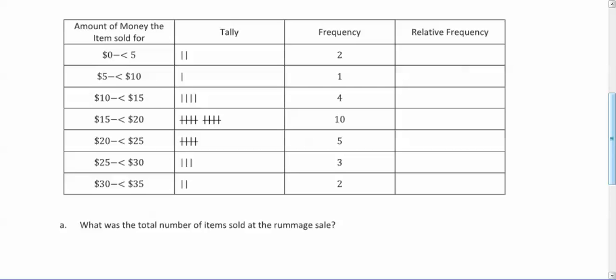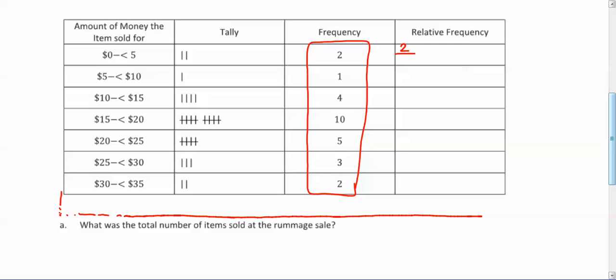So what we're going to do first is write a fraction. You're going to start with looking at your frequency. You're going to put that as your numerator, in this case 2. Now our denominator is the total of all the items sold. So here's all the numbers of items sold, so we're going to add that up. What I would suggest you do, and I told you this in class, is add another row here. This will be our total row.